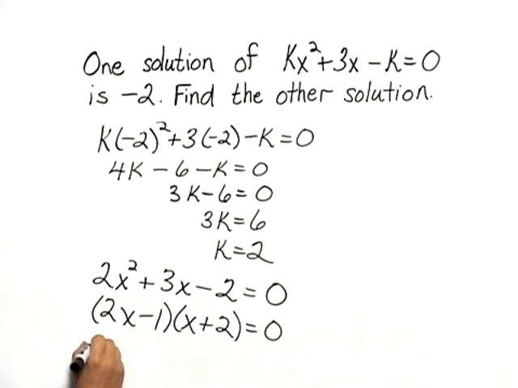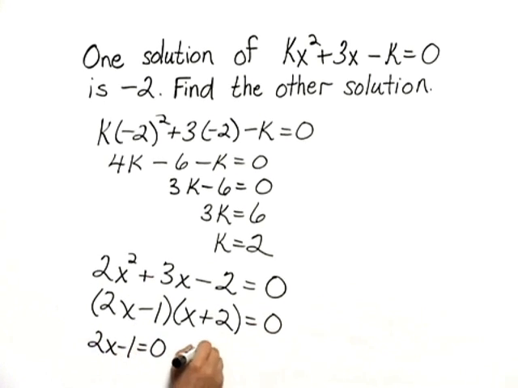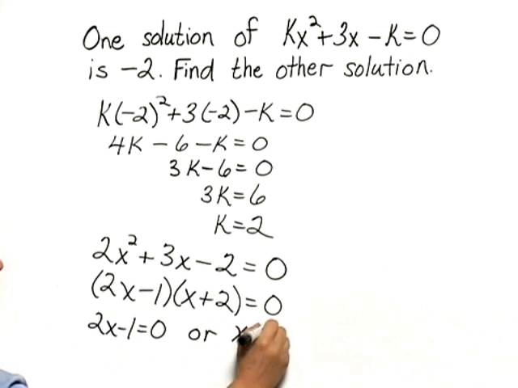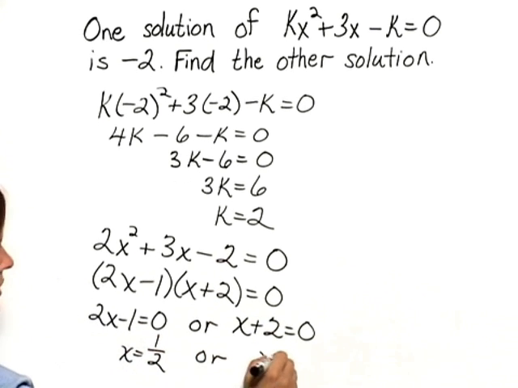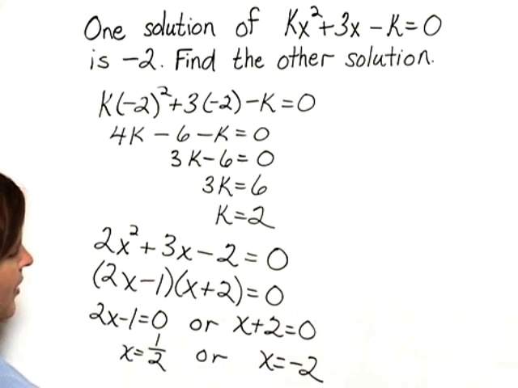Using the principle of zero products, we know that either 2x minus 1 equals 0 or x plus 2 equals 0. Solving this, we have x equals 1/2 or x equals -2.